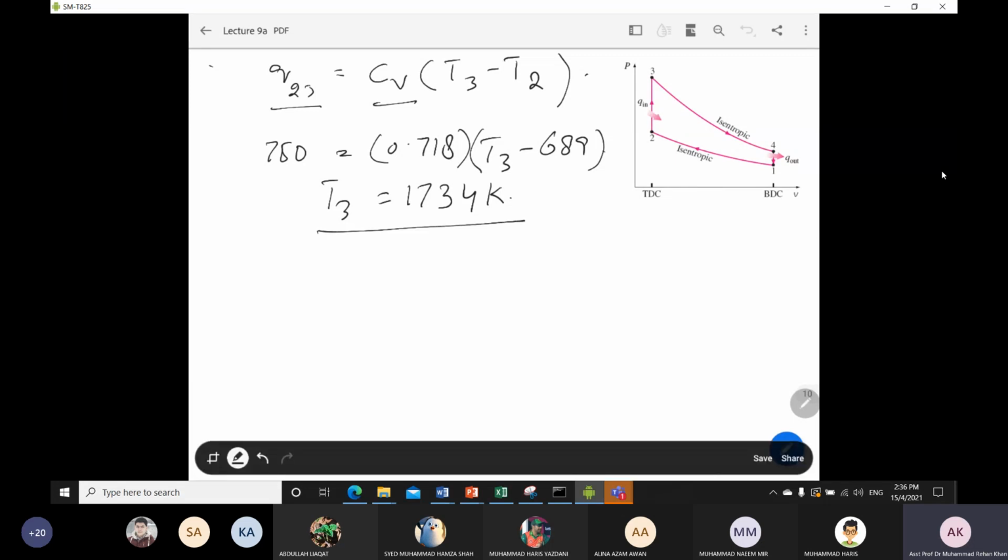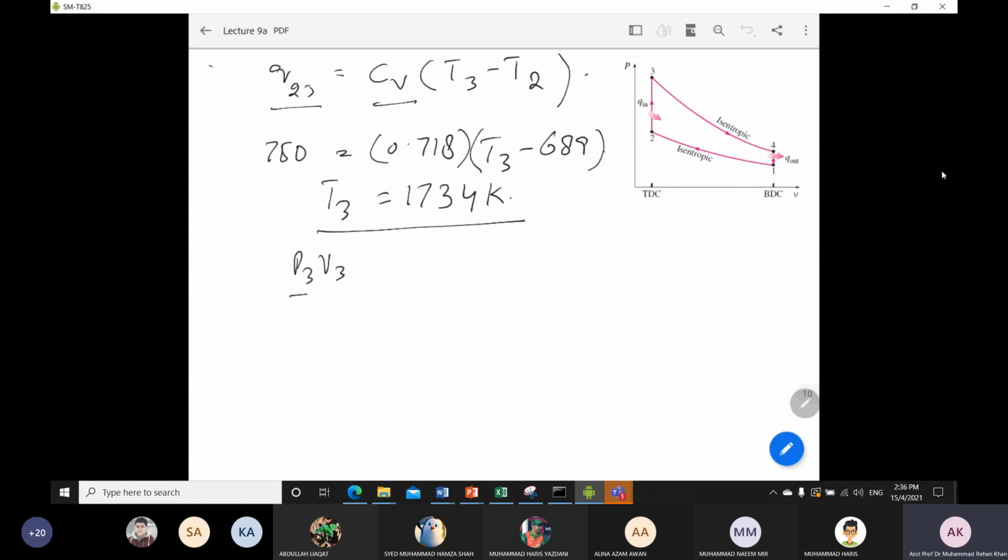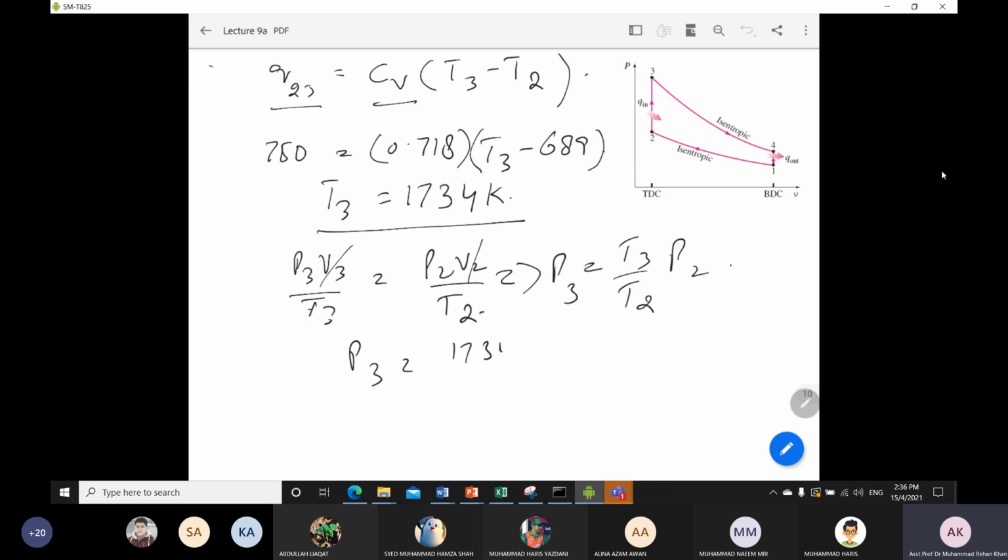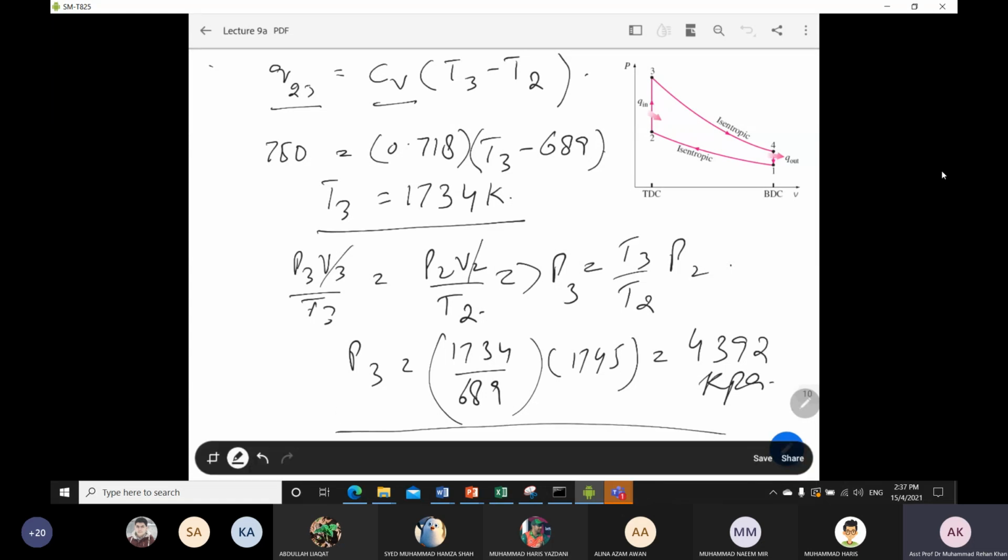And we also have to find P3. For P3, you can say P3 over T3 is equal to P2 over T2, since V2 is equal to V3. So P3 is equal to T3 over T2 into P2. By plugging in all the values, you will get 1734 for T3, 689 is your temperature at 2, and P2 is 1745 kilopascal, and you can find the value of P3 as 4392 kilopascal. So this is your value for P3, and our part A is finished.